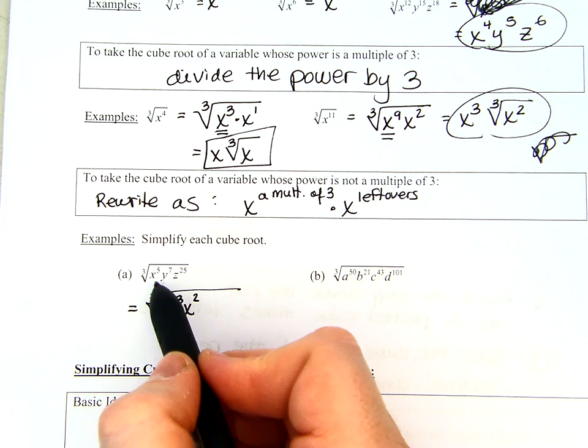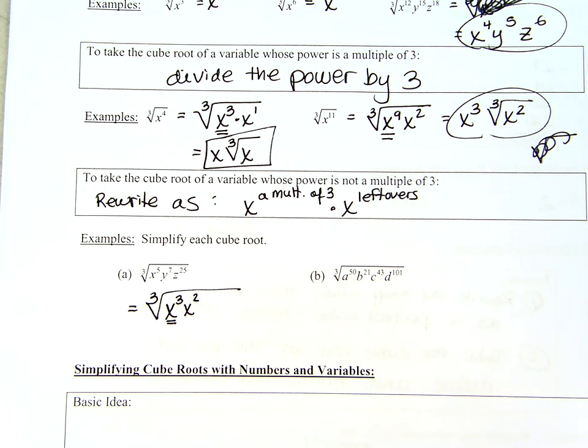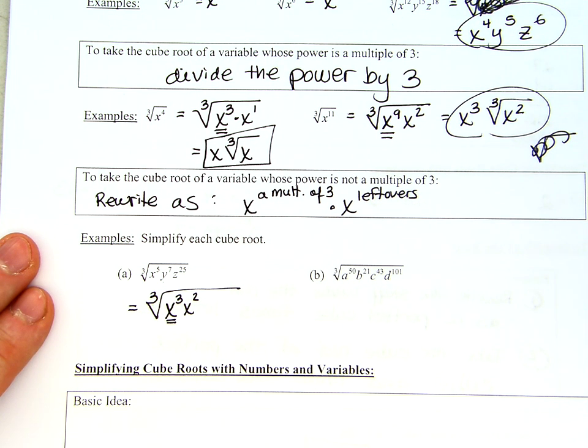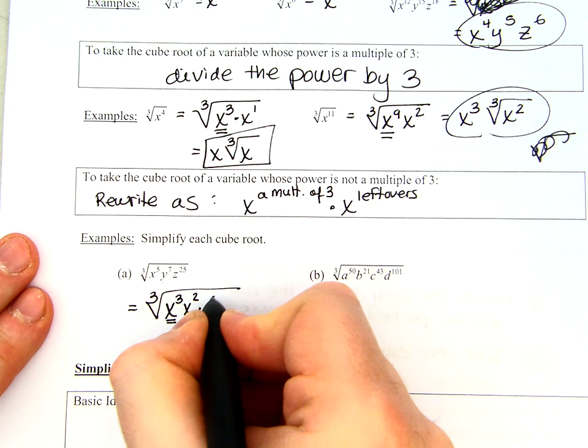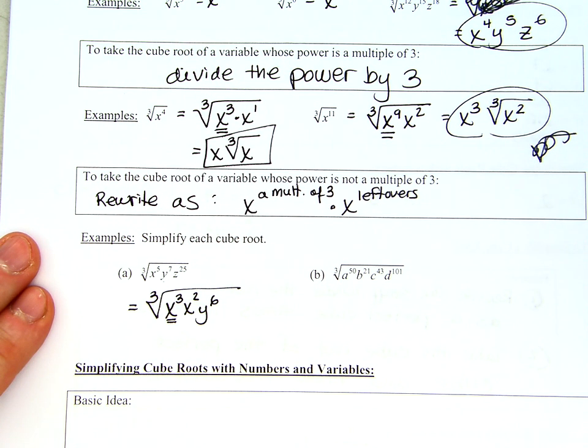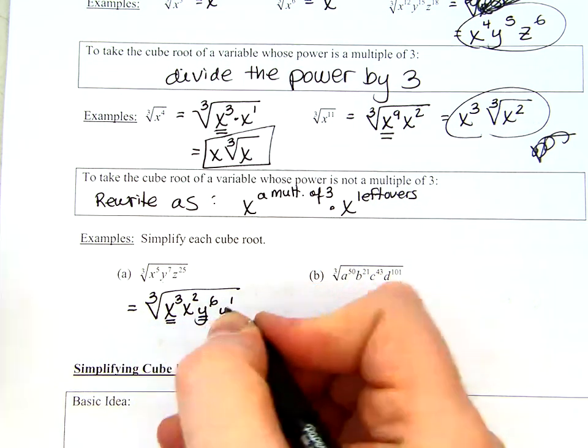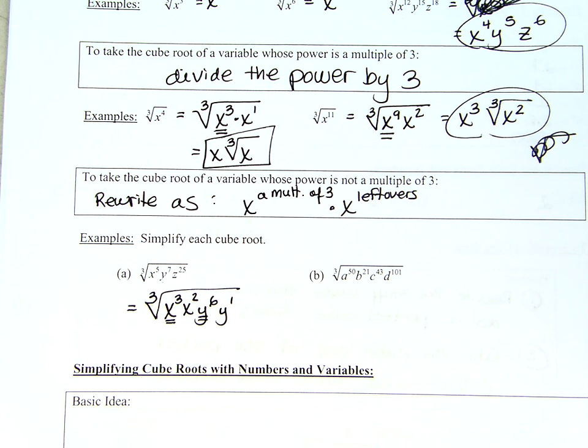Keyshawn, what about y to the 7th? Is it already good? How are you going to rewrite it? Okay, so I need a multiple of 3 that is less than 7. What multiple of 3 is less than 7? 6. We're going to say y to the 6th, and what's left over? 1, y to the 1st. I can handle y to the 6th. I'll deal with that in a moment.